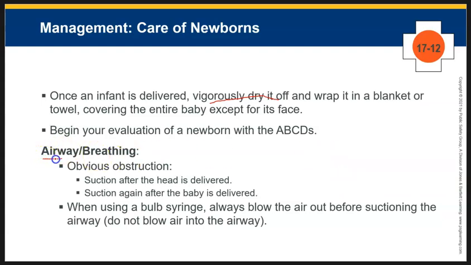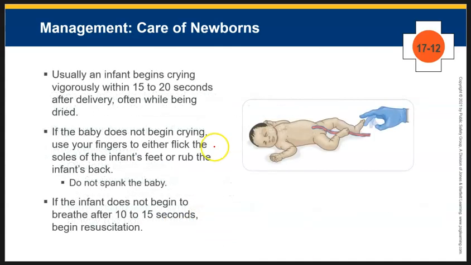We always consider assessment of the newborn, beginning with the ABCDs, looking for airway and breathing. We'll suction the baby after the head is delivered and again after the baby has been completely delivered, but we do this with one of those infant bulb syringes. Usually the infant is going to begin crying, often while being dried off because of that stimulation. If they don't begin crying, which is a sign that their airway and breathing are typically normal, we can provide a finger flick on the soles of the infant's foot, and that should stimulate them.